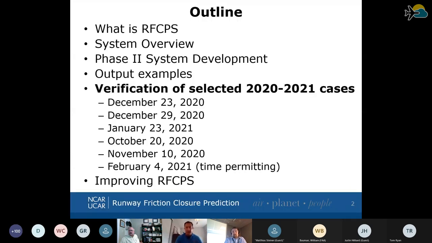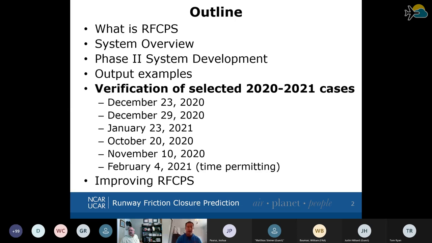I really appreciate that. As Josh said, basically what I'm going to be presenting today is mostly verification of the runway friction closure prediction system that was running at Minneapolis International Airport over this last winter. Before I get started, I just wanted to thank Josh and MSP and Mac for supporting the project over 2 years. As he said, we had two phases of the project. Phase two ended in April of last year, but we were running a real-time system.